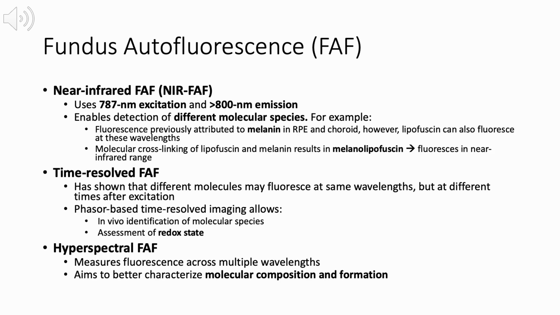Expanding on standard fundus autofluorescence techniques, several advanced FAF modalities provide additional molecular-level information. Near-infrared fundus autofluorescence uses excitation at 787 nanometers with emission detected above 800 nanometers. This approach enables detection of different molecular species. Fluorescence at these wavelengths was initially attributed primarily to melanin within the RPE and choroid. However, lipofuscin can also fluoresce in this range. In addition, molecular cross-linking between lipofuscin and melanin forms melanolipofuscin, which also fluoresces in the near-infrared spectrum.